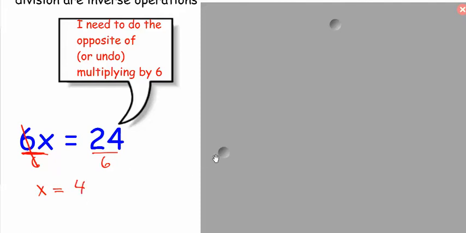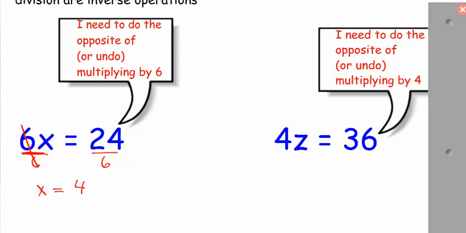Okay. Try the next one. 4 times something gives me 36. So get rid of this. This means 4 times. So the opposite of multiplying by 4 would be to divide both sides by 4. If you want to put a little divide sign so you remember what you're doing, that's fine too. So these cancel. I'm left with z has to equal 9.